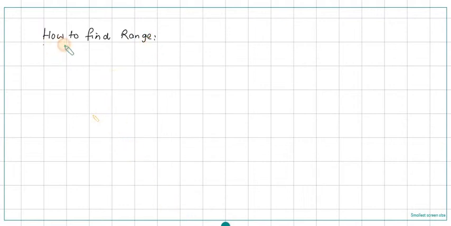So remember two things. First, the very first step is to find the domain of the function.